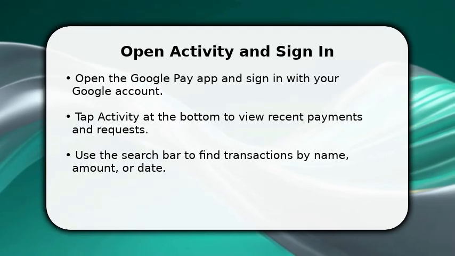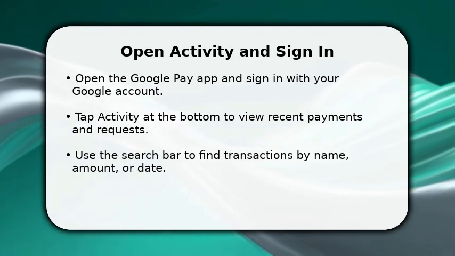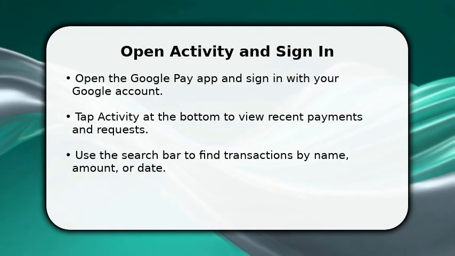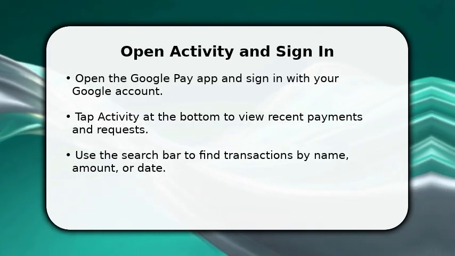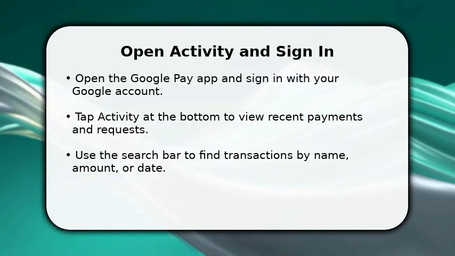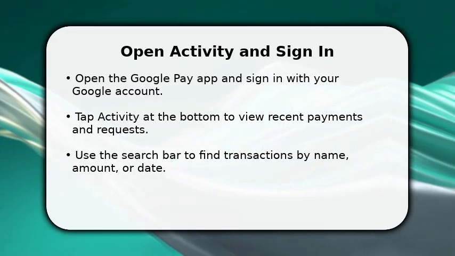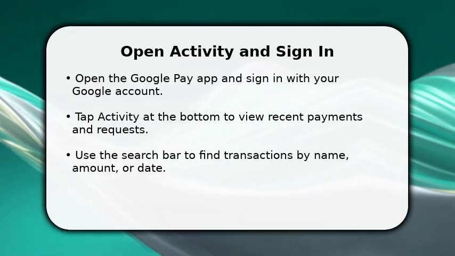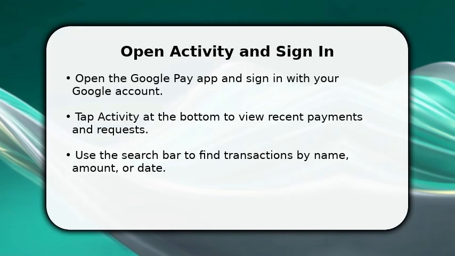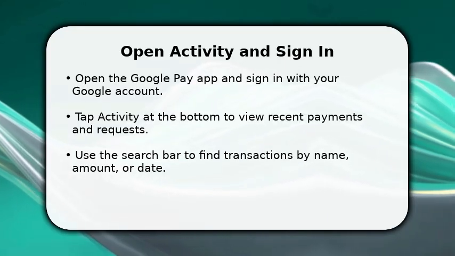Enjoy the video. Open the Google Pay app and sign in with your Google account. Unlock your phone and confirm any biometric or PIN prompt to continue. Tap the Activity tab at the bottom of the screen to view recent payments and requests. Scroll the list to scan transactions by date and amount.